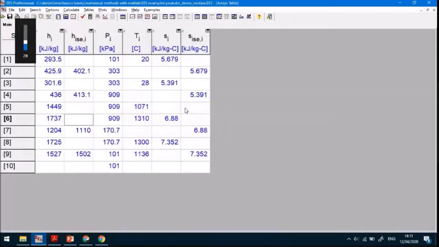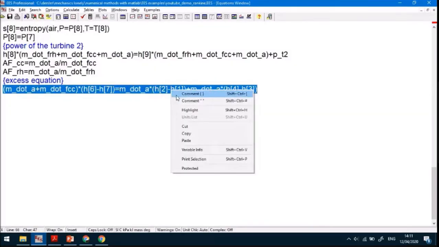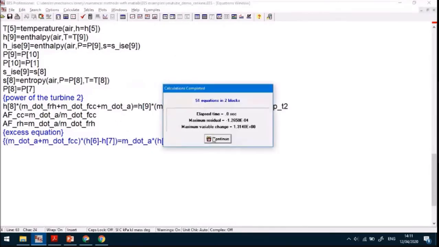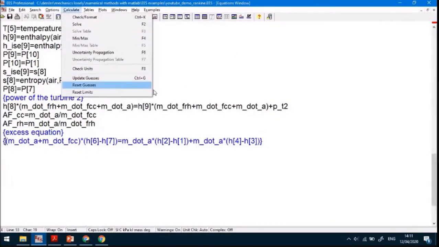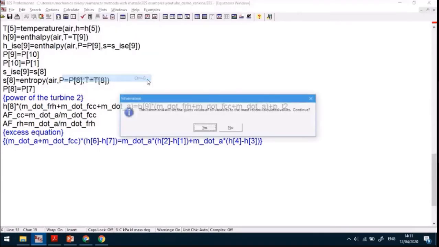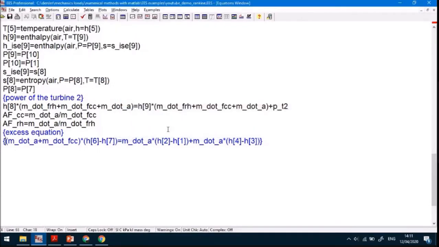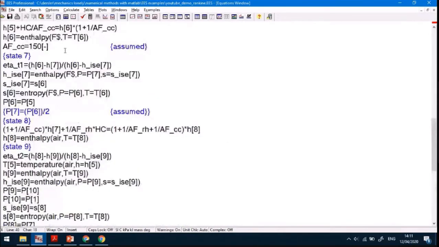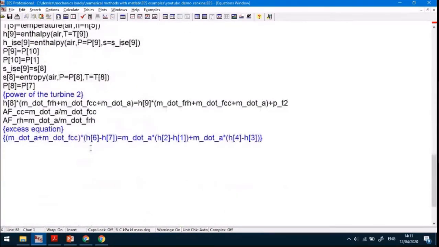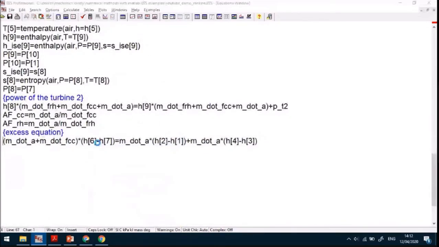Okay, now what will I do? I will do the same stuff. First, comment this one, run without this equation, and then update the gas values because I want EES to use the values that I have now. If it is okay, then I can comment this one and clear comments of that one.